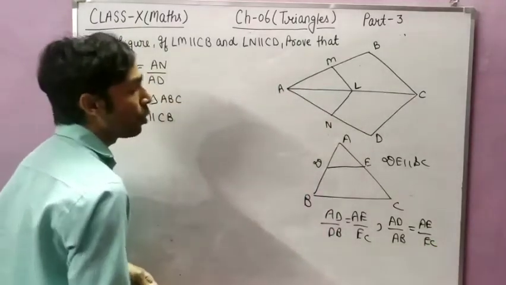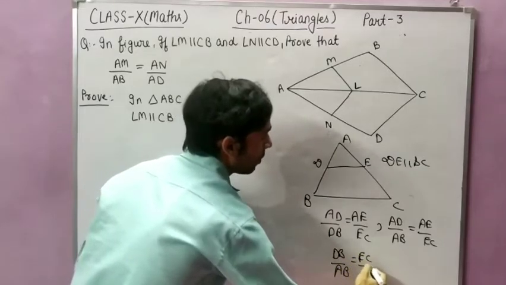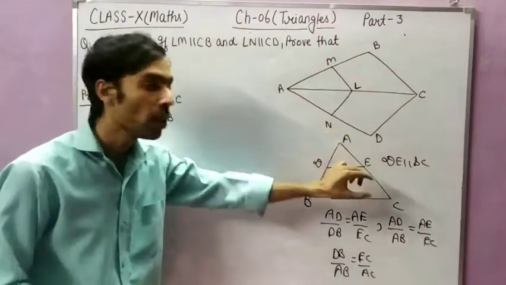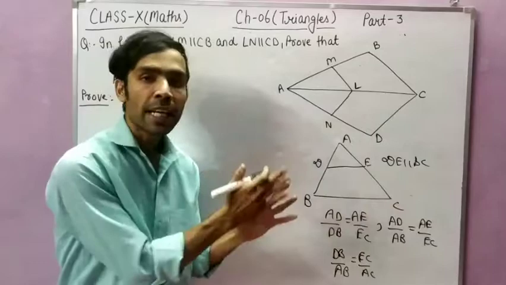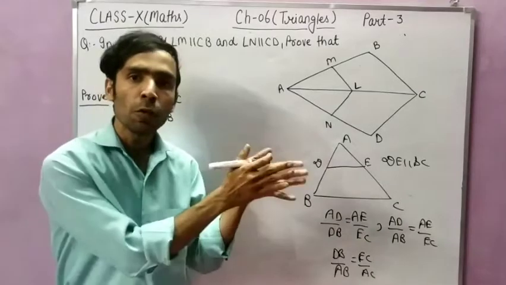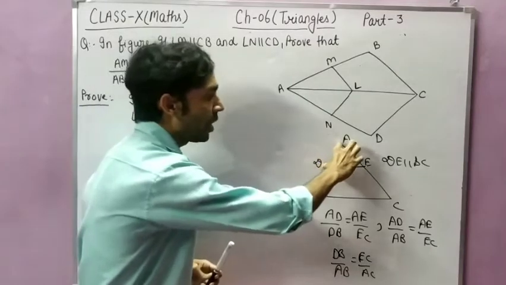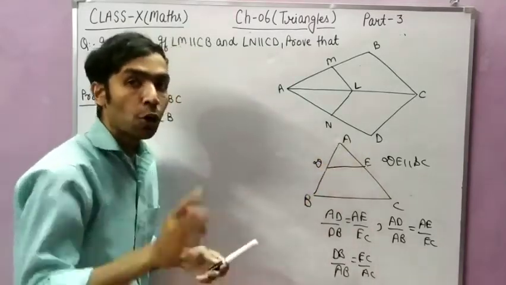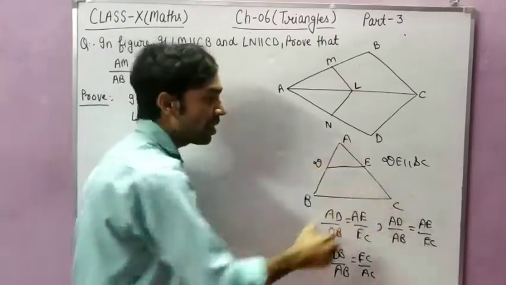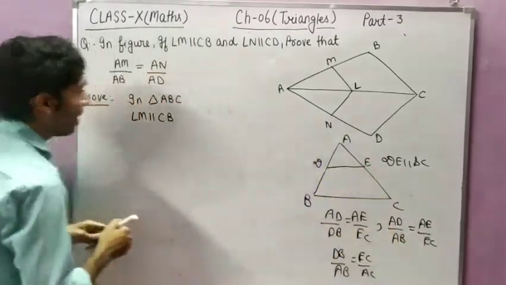And one more thing I told you, that is DB upon AB is equal to EC upon AC. Means the upper part divided by the full part is also equal to the upper part divided by the full part. Whatever rule you apply on one side, the same rule we apply on the other side. When one side is parallel, two sides are left, so you can take the ratio as AD by DB, which is the basic theorem. The second is AD by full, AD upon AB is equal to AE upon AC, and the third is DB upon AB is equal to EC upon AC. So this is also the Thales theorem.